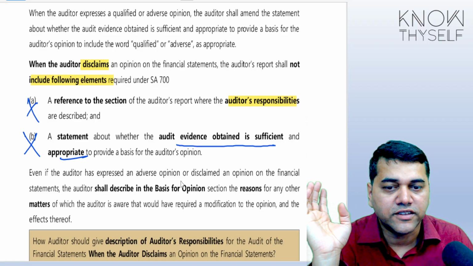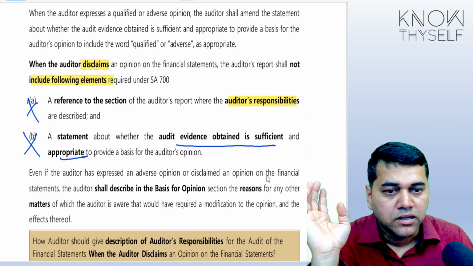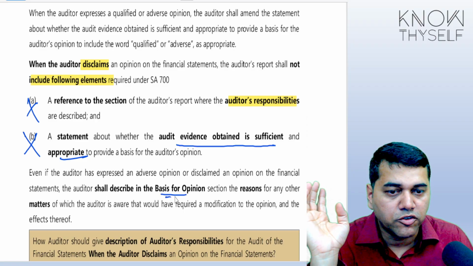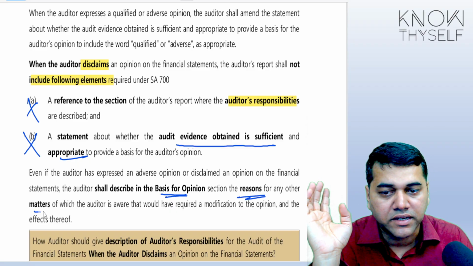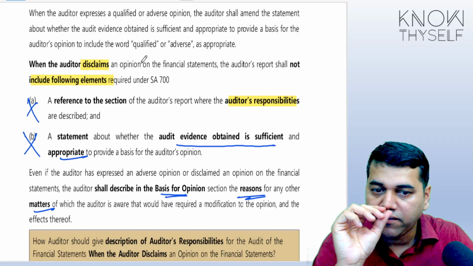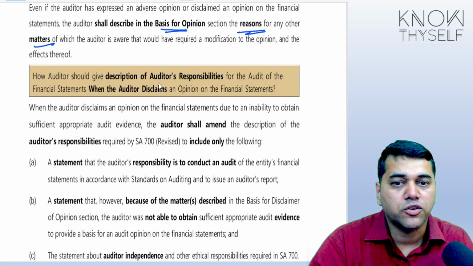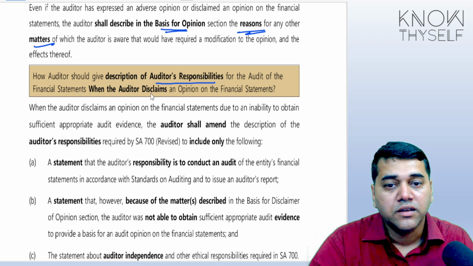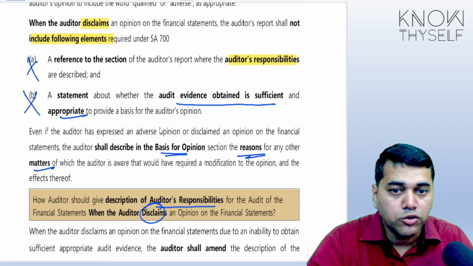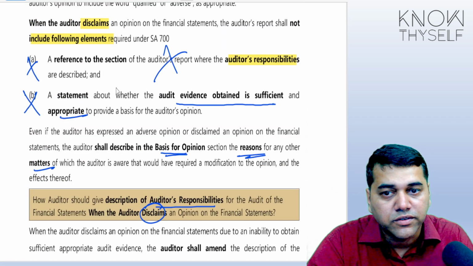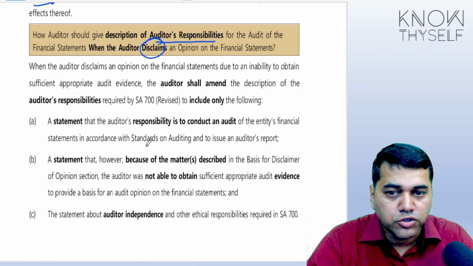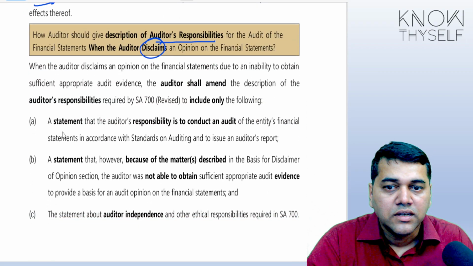Even if the auditor has expressed an adverse opinion, the auditor shall describe in the basis of opinion the reasons for any matters which the auditor was aware of having required modification. How should the auditor describe the auditor's responsibility when you disclaim, because they told don't give this responsibility, don't give this reference and all? Okay, you have to state something like this.